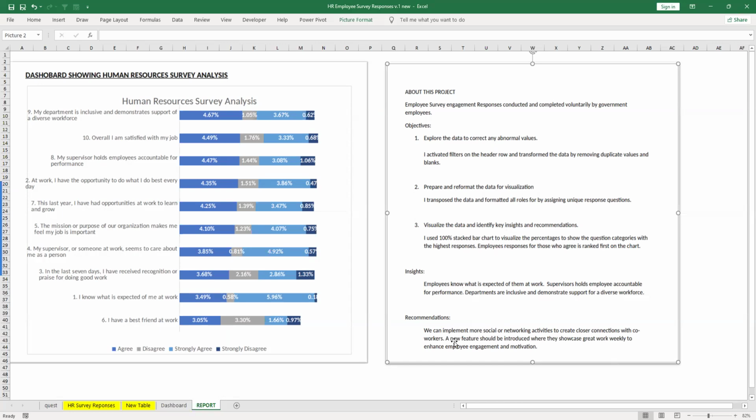The recommendation is that they implement more social or networking activities to create closer connections with co-workers, and a new feature should be introduced to showcase great work weekly to enhance employee engagement and motivation. This would help to drive home inclusion at work.